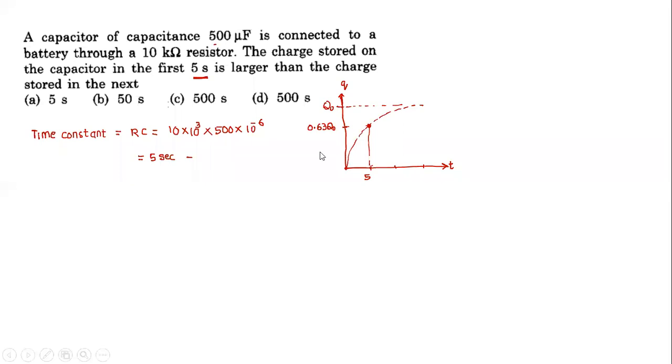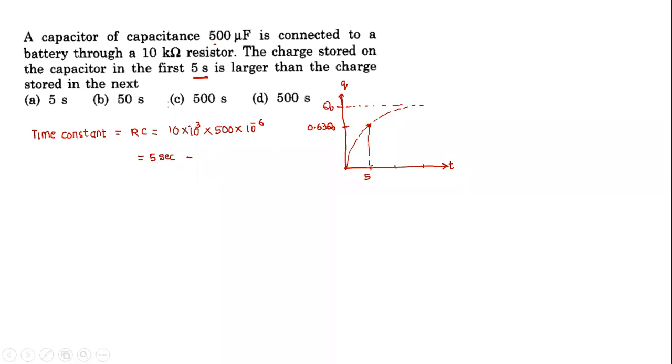That's the shape of the graph. It will be larger than all the rest. Correct. Since it has already acquired more than half, whatever charge it has acquired in 5 seconds, if you wait for infinity also, the charge acquired between 5 seconds and infinity also cannot be larger. Yes, sir. That's what it means.